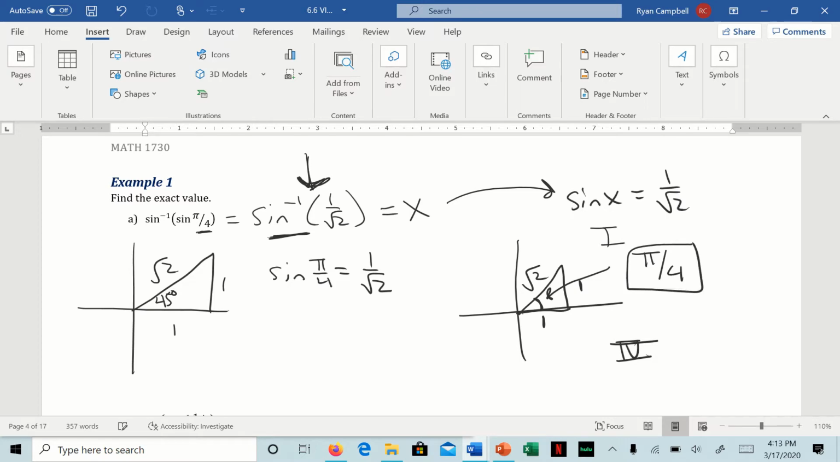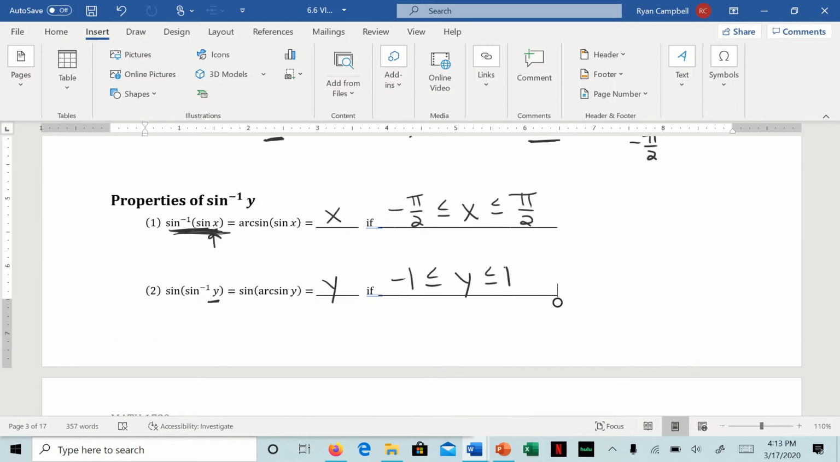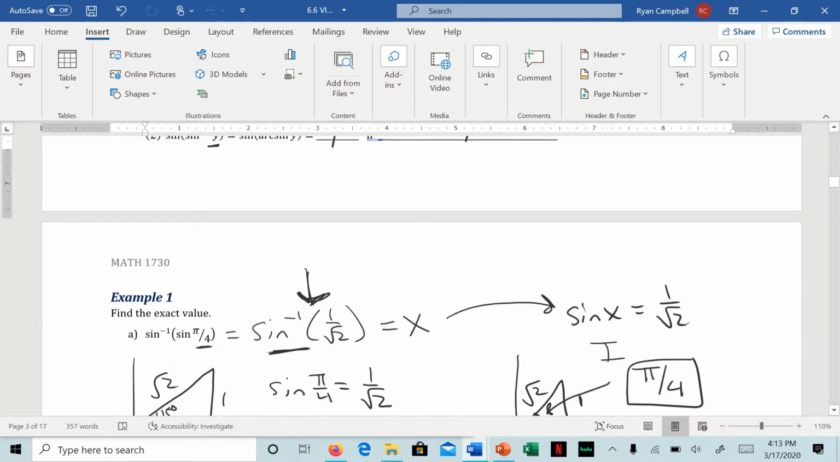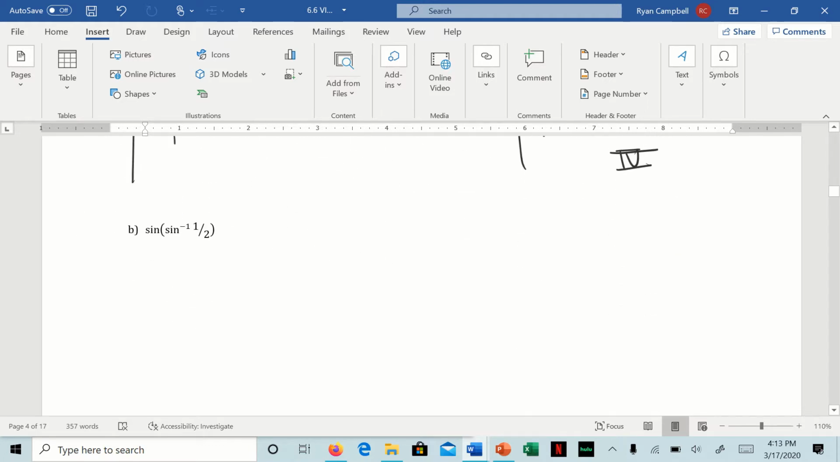Yeah, we didn't actually have to do that. Because if you remember, we had this property. If it's between negative pi over 2 and positive pi over 2, which pi over 4 is, it just comes out to be itself, pi over 4. So we kind of did a lot of extra work. Haha. All right, let's take a look at this one.